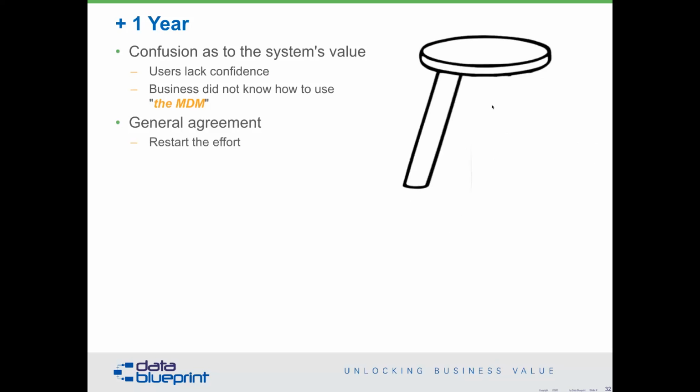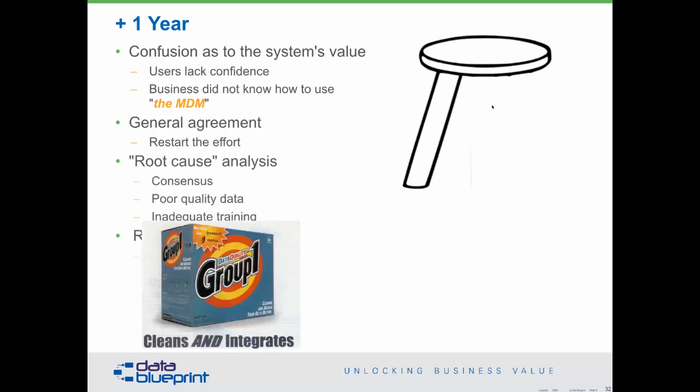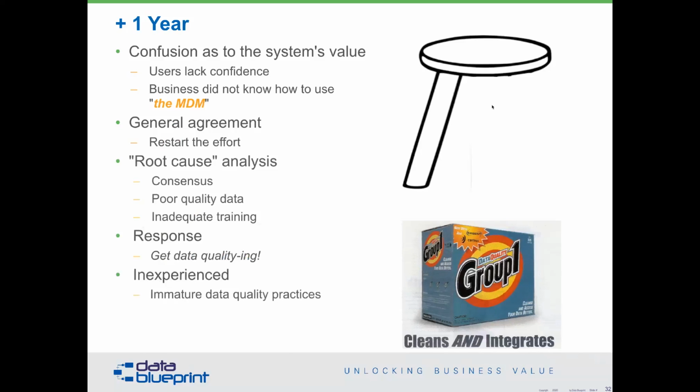After the year and people were doing things and not correctly, there was general agreement that they should restart the effort. Okay, maybe they don't need to reinstall the software, but they certainly needed to clear out all of the rubbish that they had in the existing master data management system and start all over again. And their root cause analysis gave them a consensus that they had poor quality data inside the system. Coupled with the inadequate training, it did not help. Well, that added a little bit more to the organization's tool up there.